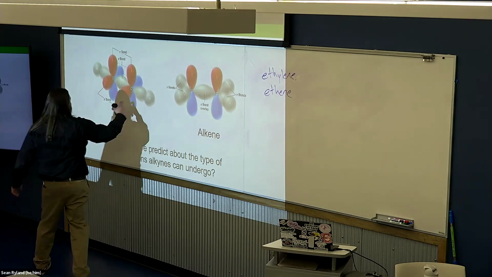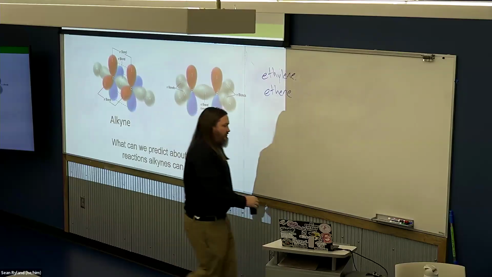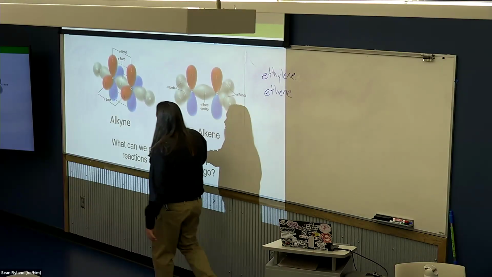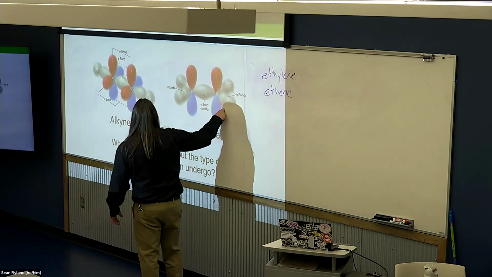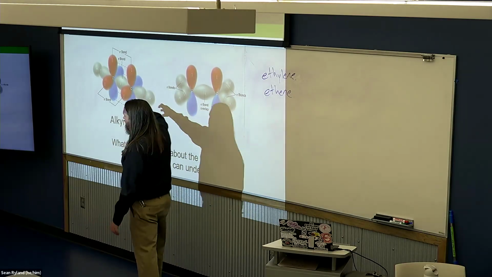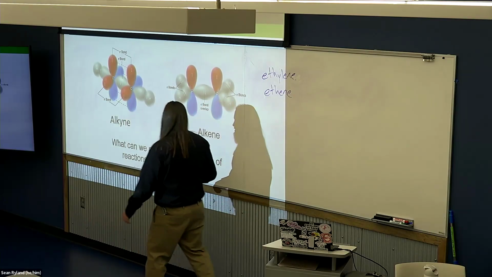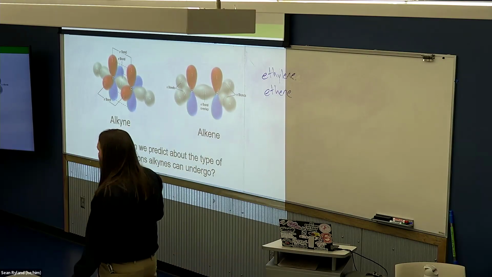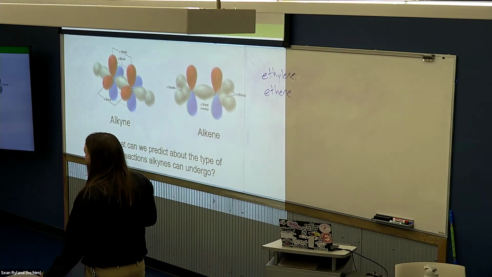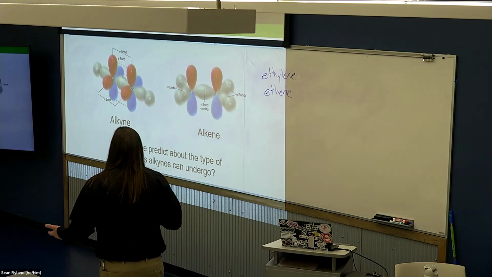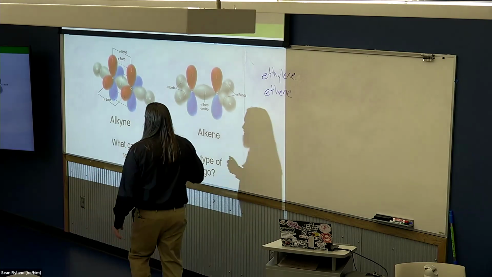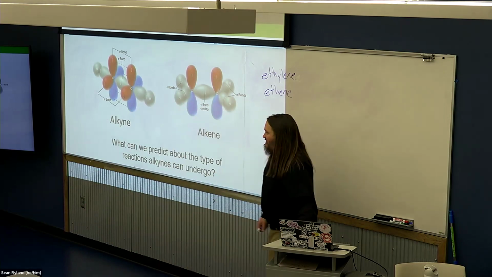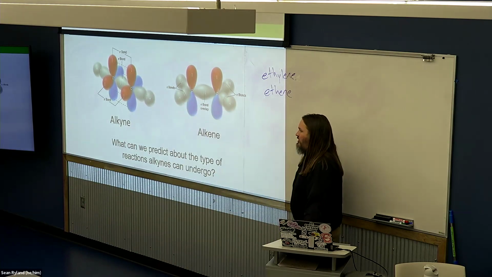All right, so C2H2, also known as ethyne, also known as acetylene, is going to look pretty similar to an alkene, just linear. So what can we assume about the type of reactions we're likely to see? Similar. If the orbitals look similar, if it's still got carbon-carbon pi bonds, we can expect that it's going to go through a lot of the same reactions that our alkenes did, because carbon-carbon pi bonds.